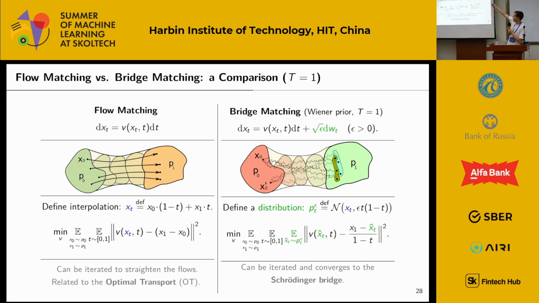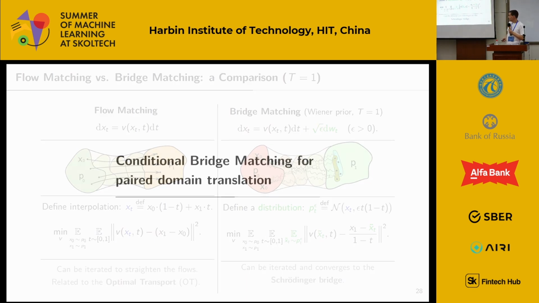This is the bridge matching for the Wiener prior, which returns the stochastic differential equation. This is the flow matching for the standard deterministic interpolant. You see the objectives, they are very, very simple and similar in the end. Yes, and if here you bring the variance of your bridge distribution to 0, then in the limit you will obtain this objective, which is flow matching.